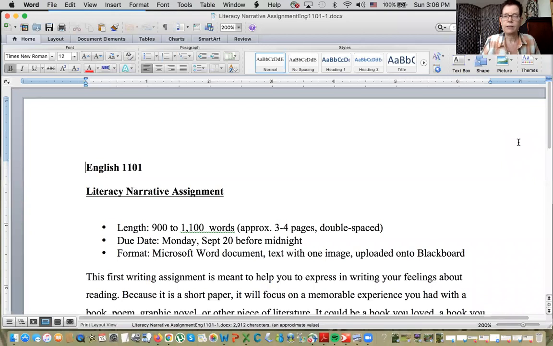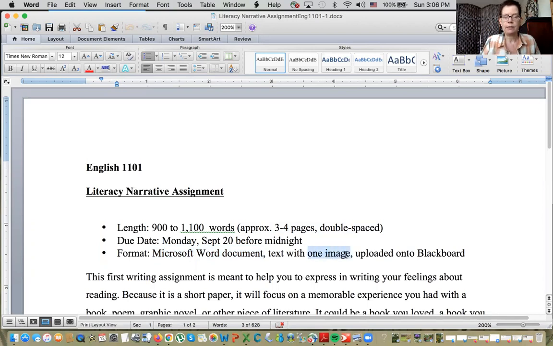Okay, this is our first major paper in this class, the literacy narrative assignment. The length will be 900 to 1100 words. So that's approximately 3 to 4 pages double spaced. It needs to be in Microsoft Word, okay? You need to include 1 image.